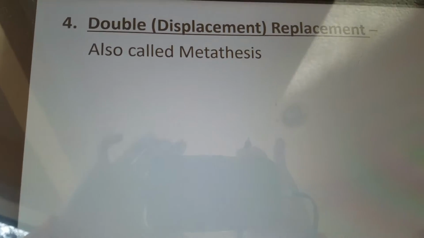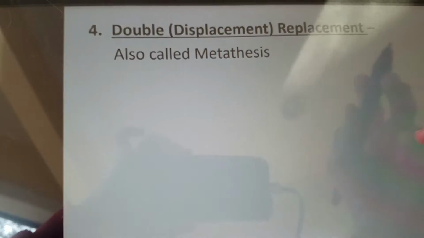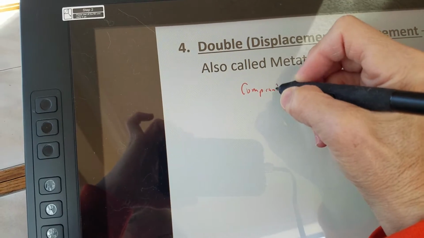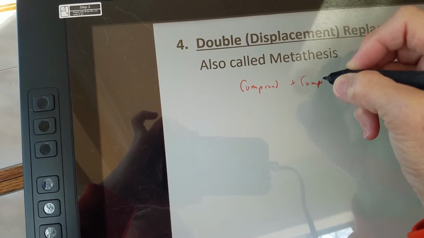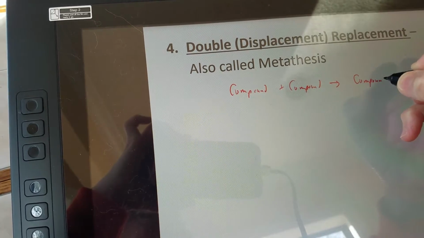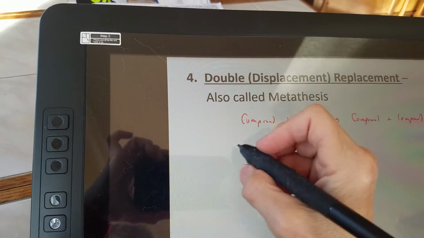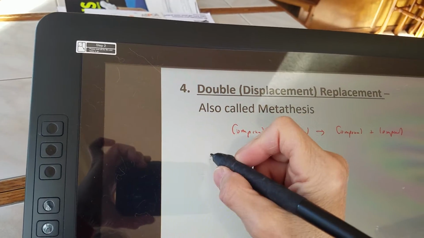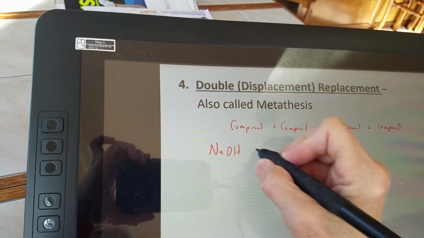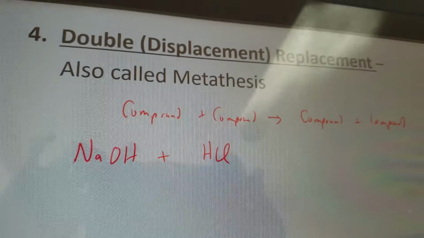The next type of reaction is called a double displacement or replacement. Sometimes it's also called a metathesis reaction. These are a little bit easier because you're going to have a compound reacting with another compound, and you're going to produce 2 new compounds. What's easy about these, let's say that we have sodium hydroxide and hydrochloric acid as our initial compounds.